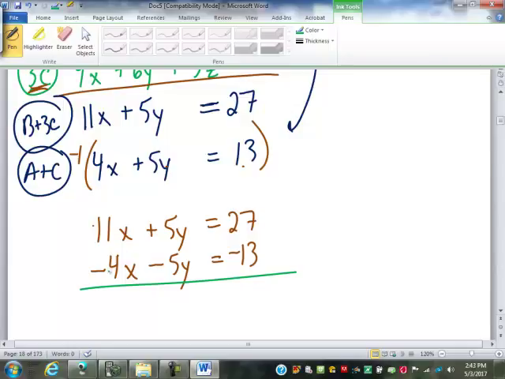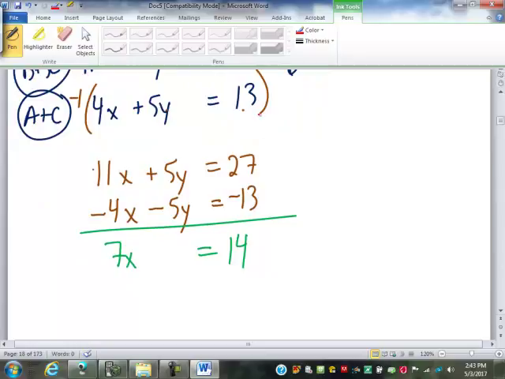So now on this system, I'm going to go ahead and add them to get rid of the y's. So 11x and -4x make 7x, very good. 5y and -5y cancel out. And 27 and -13, 14, good. So now we have 7x equals 14. We'll divide by 7. X equals 2.